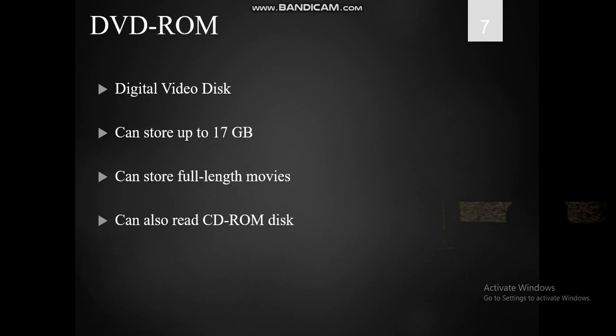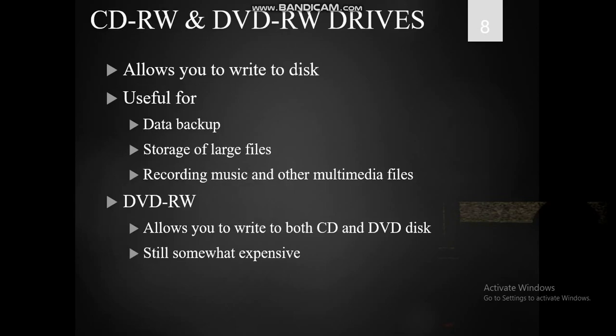So we have DVD-ROM also. This kind of DVD-ROM is read-only memory. That's the DVD that can read only. For example, digital video discs can store up to 16 GB, and can store full-length movies. So we have CD-ROM, and also we have DVD-ROM.